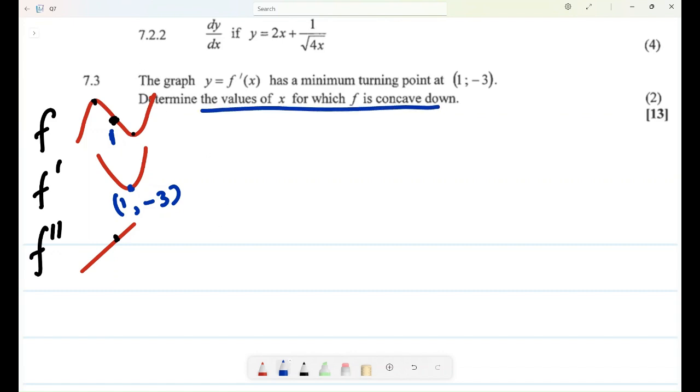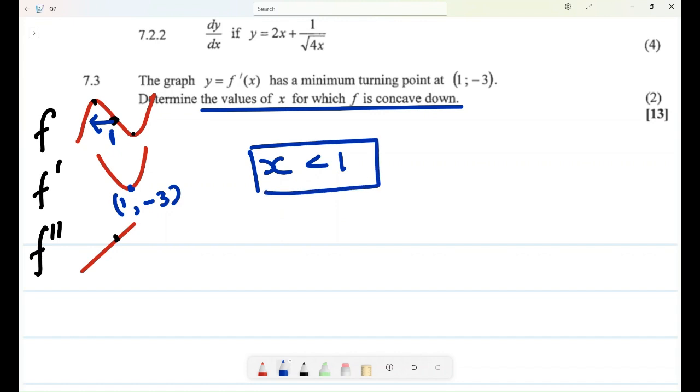Now, if that coordinate is 1, we can answer the question. Determine the values of x for which f is concave down. Concave down is like this. So it is concave down where? From x going to the left. So you are going to say x should be less than 1. This is where your graph should be concave down.